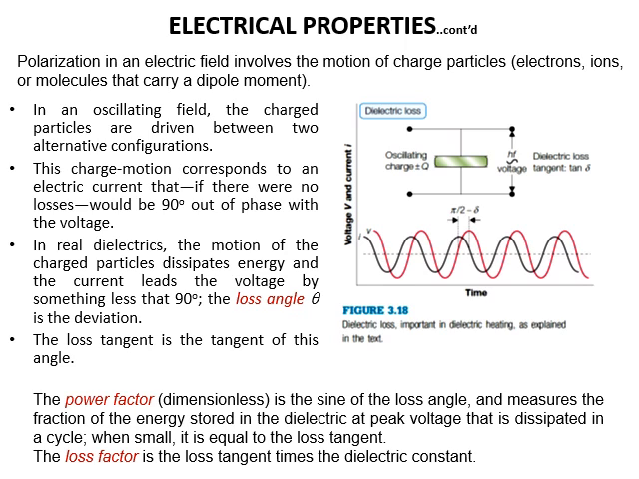The power factor, which is dimensionless, is the sine of the loss angle and measures the fraction of the energy stored in the dielectric at peak voltage that is dissipated in a cycle. When small, it is equal to the loss tangent. The loss factor is the loss tangent times the dielectric constant.